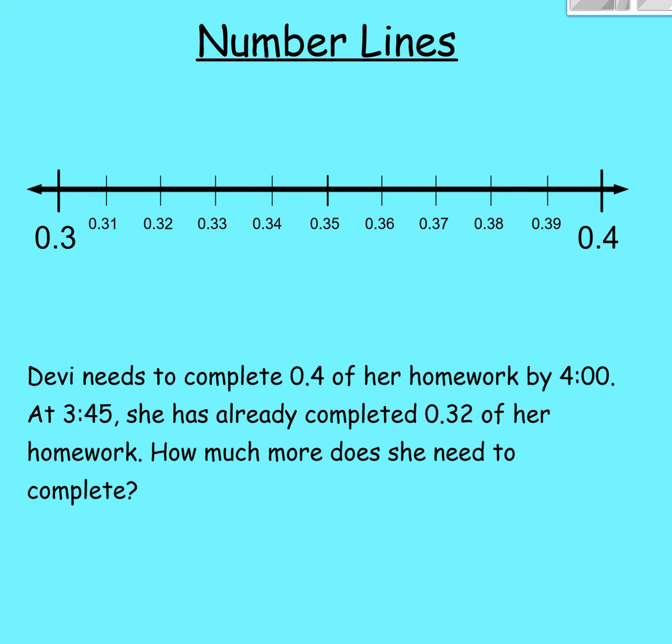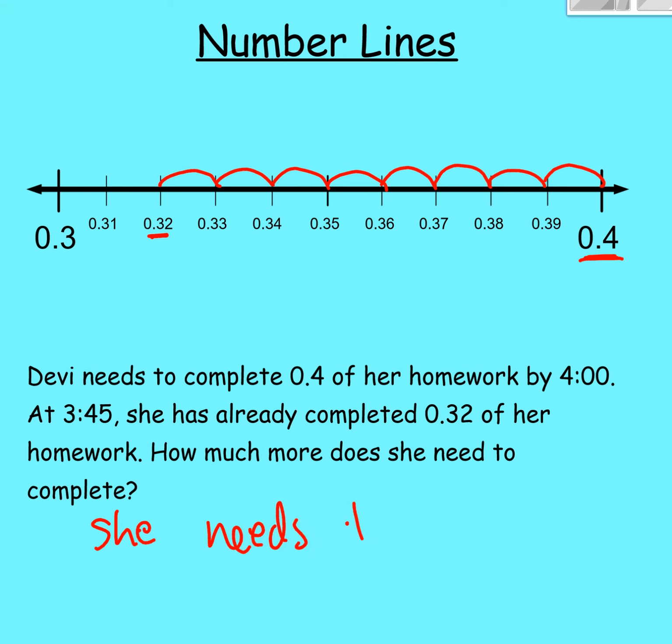Davy needs to complete 4/10 of her homework by 4 o'clock. At 3:45, she has already completed 32 hundredths of her homework. How much does she need to complete? Well, we can use the number line to help us. 1 hundredth, 2 hundredths, 3 hundredths, 4 hundredths, 5 hundredths, 6 hundredths, 7 hundredths, 8 hundredths. She still needs to complete 8 hundredths of her homework by 4 o'clock.